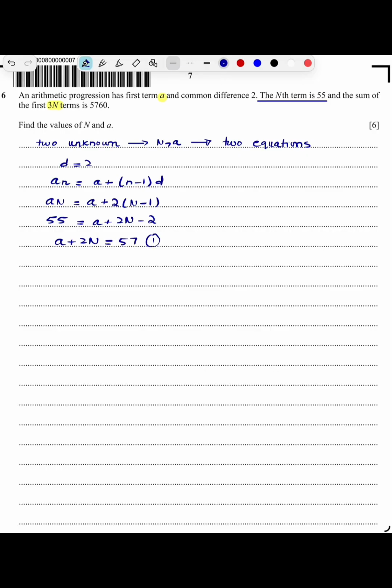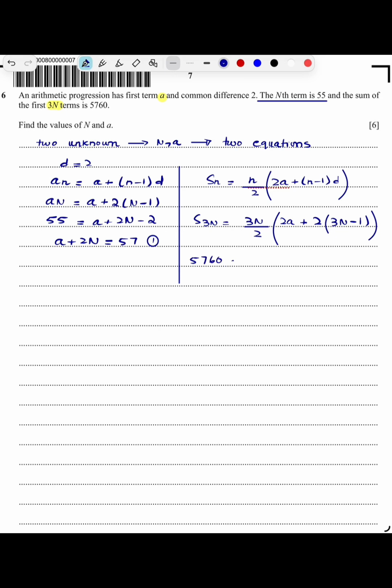So look, one equation has come. We need another equation. The second equation: we know that the sum of n terms is n over 2 multiplied by (2a plus (n minus 1) times d). Here it has been told to put 3n. So the sum of 3n terms is 3n over 2, and we'll have 2a plus d, the value 2, and in place of n we put 3n, and here minus 1 will come. And the sum he has given us is 5760, which we put on the left hand side.